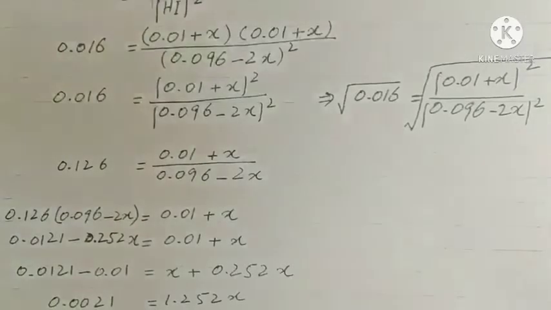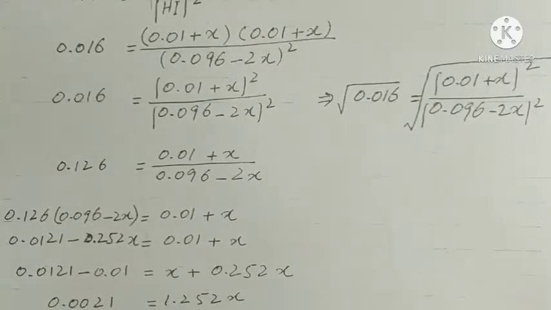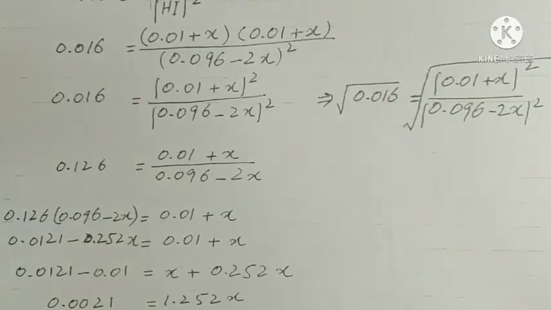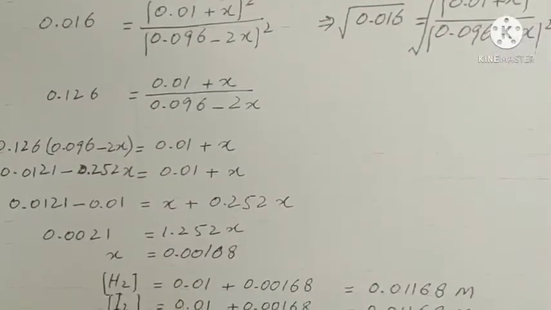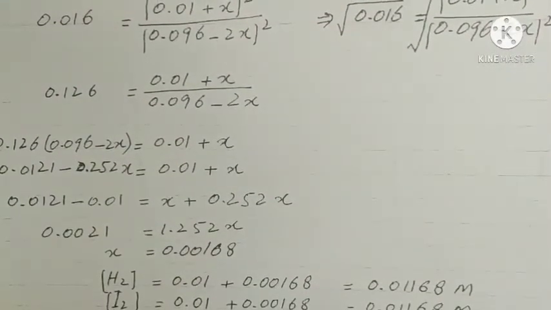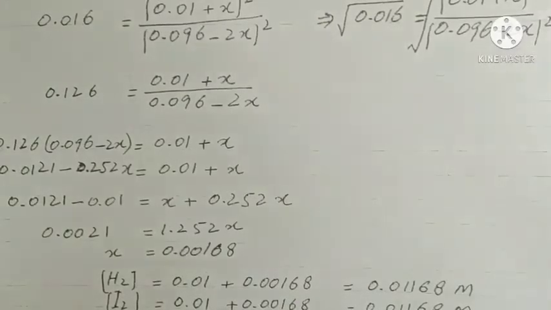Then take 0.252x to the other side and 0.01 to the left hand side. 0.0121 minus 0.01 is equal to x plus 0.252x. Then 0.0021 is equal to 1.252x, and now for finding the value of x, divide 0.0021 by 1.252. The answer is 0.00168.